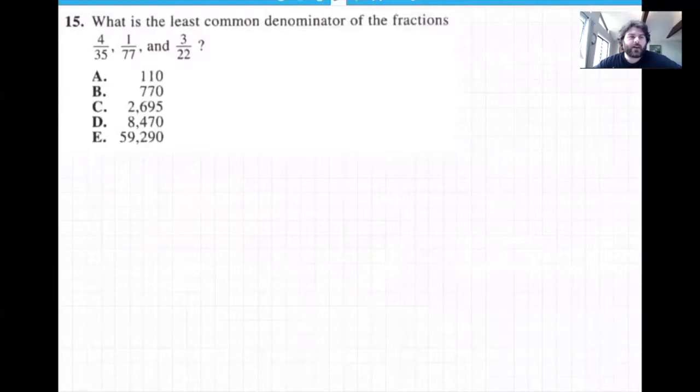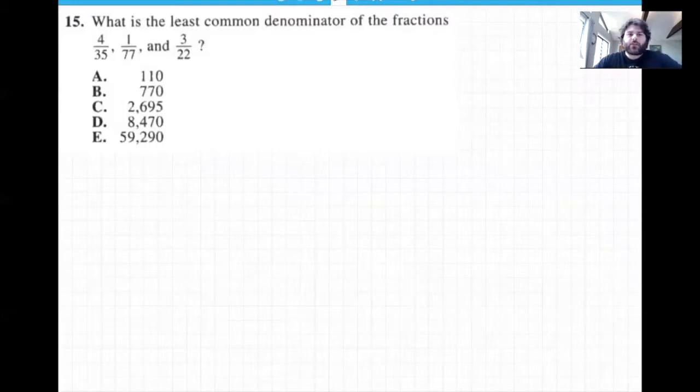Guys, welcome back. We're working on number 15 here. It says, what is the least common denominator of the fractions 4 over 35, 1 over 77, and 3 over 22? Go ahead and take a second to pause the video and work the problem out.